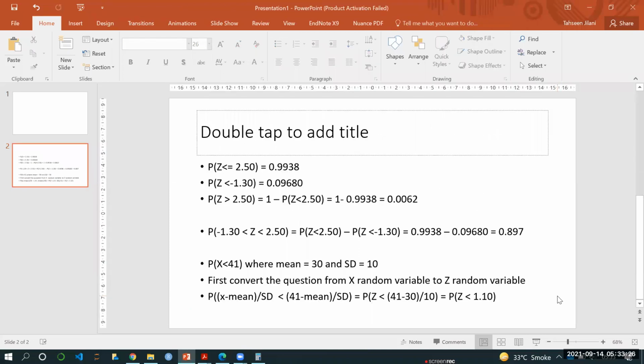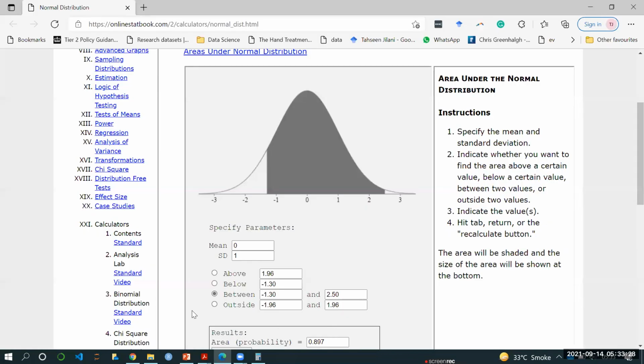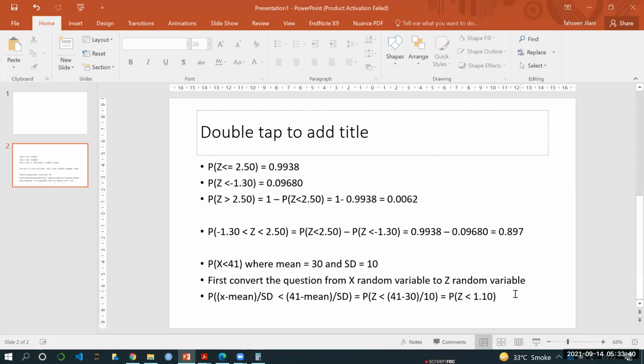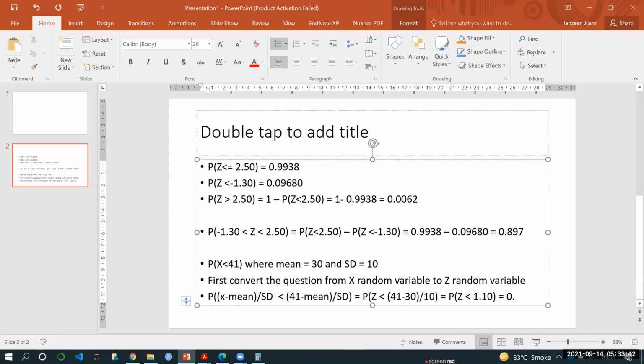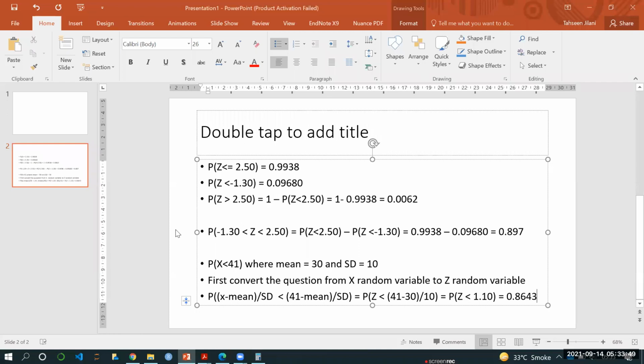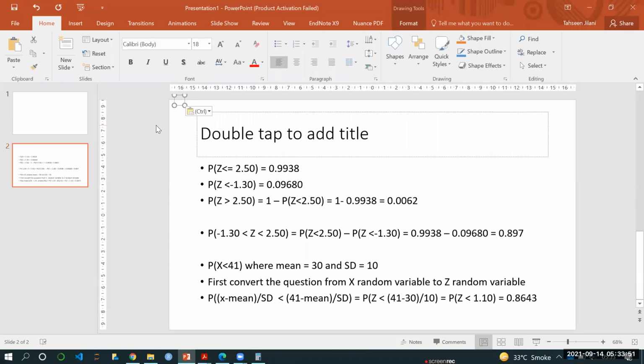If I go to the normal table, because it is below area, it is less than 41. So below area, I just cite 1.10 and I calculate. So it is giving me 0.8643. So this probability is 0.8643. So you see, we can directly get the picture as well.